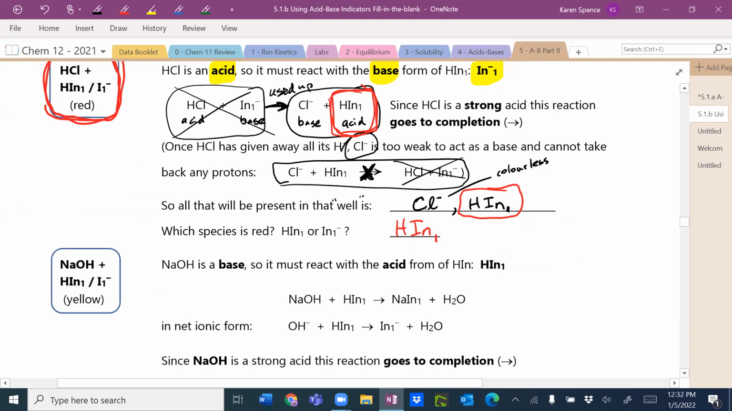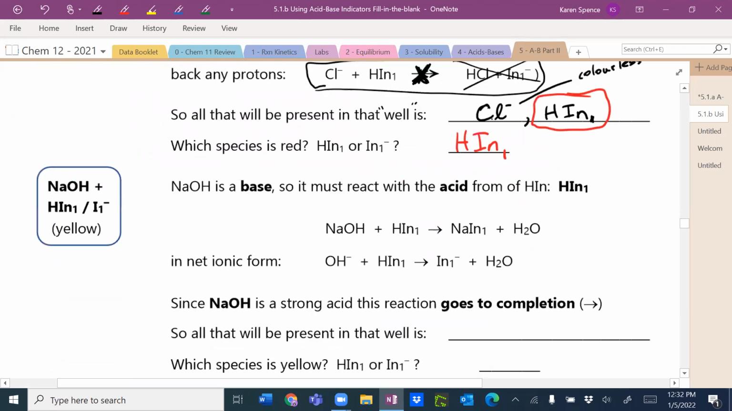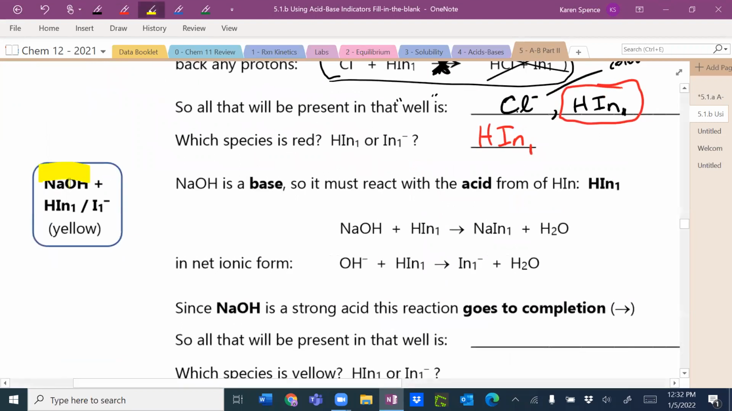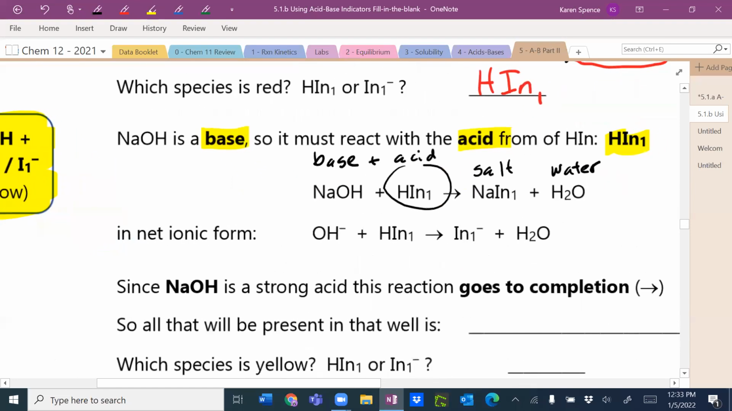Okay. Now we did the opposite. We took a base, NaOH, and we also put it with HIN1, and it turned yellow. Okay, so NaOH is a base. It has to react with an acid. So it has to react with the acid form HIN1, which is why we put HIN1 in the reactants. It's a neutralization reaction. We end up with a salt and water. Okay, we had a base plus an acid, giving us a salt plus water.